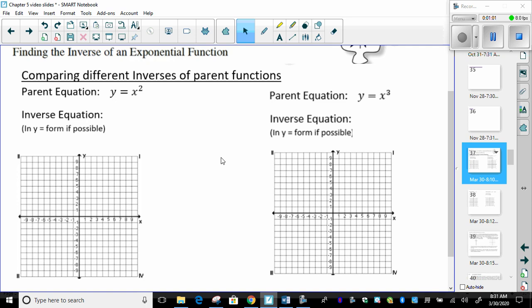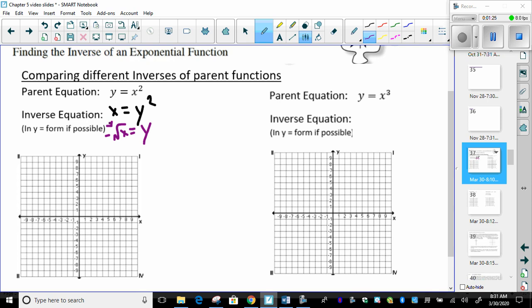So for the first one, y equals x squared. We learned the other day that we can either write out the operations or, more specifically, we can just interchange x and y and solve. So therefore, x equals y squared. And now we have to solve for y, get y by itself, so square root both sides. So y equals the positive and negative square root of x.